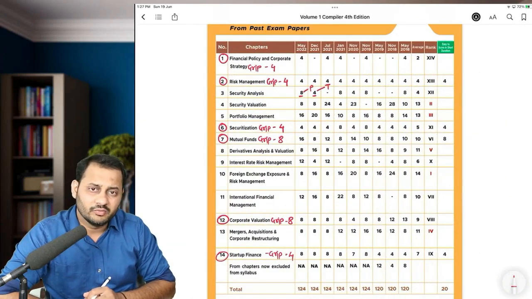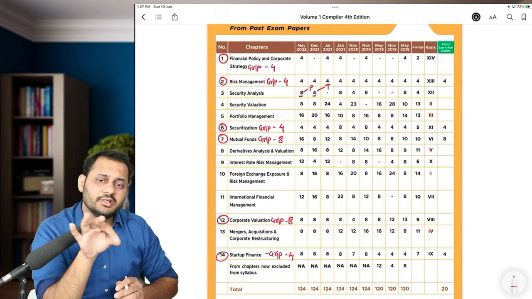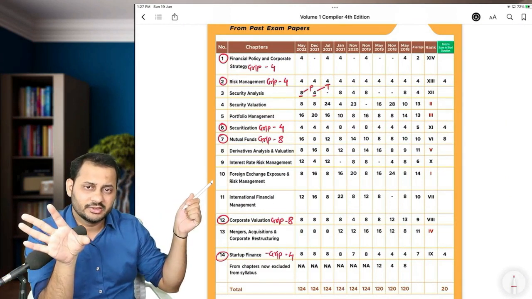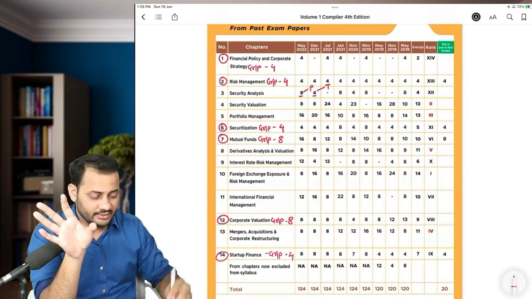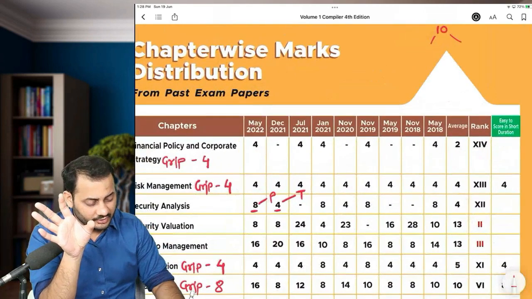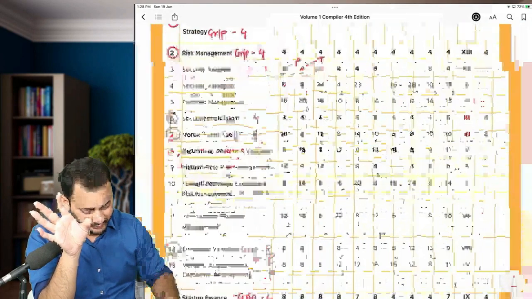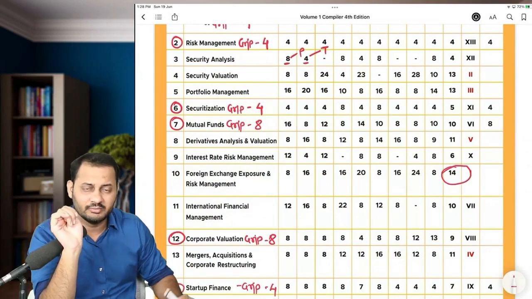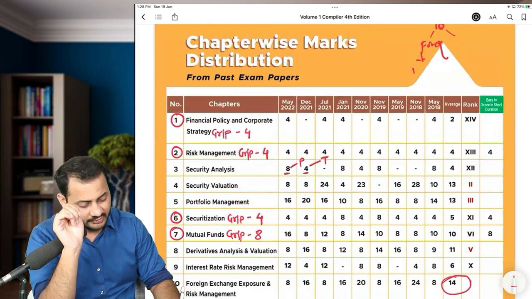And I will tell you one thing: the time it is going to take you to complete the forex chapter. Let's take the biggest chapter, the forex chapter. You are going to take around 10 hours to complete the forex chapter, and the forex chapter on an average carries 14 marks. Okay, on an average carries 14 marks.